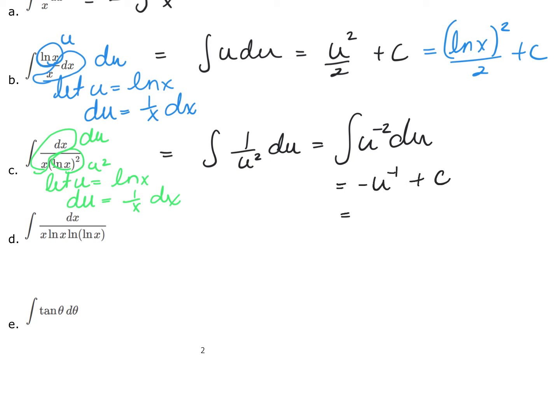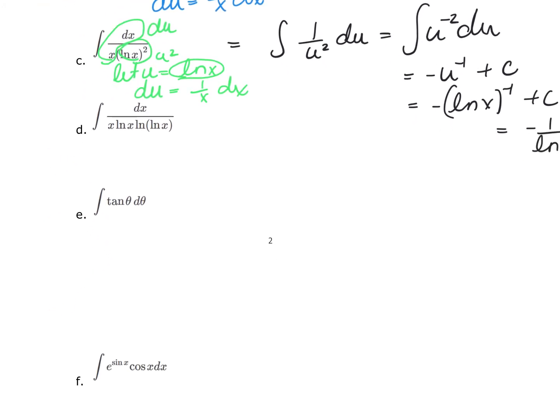Now again, I don't have to put the absolute values because I already had restricted domains when I said let u equal. And so I have the negative natural log of x raised to the negative 1 plus c. And if I wanted to, I can get all fancy and put 1 over the natural log of x plus c. Totally fine with negative natural log of x raised to the negative 1.